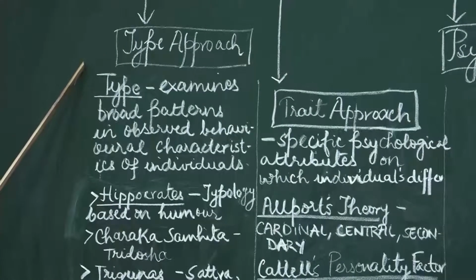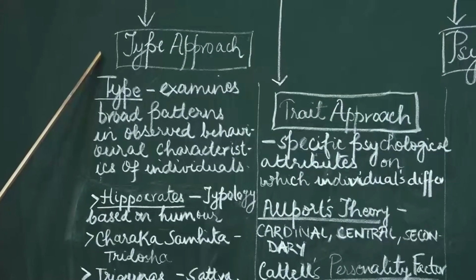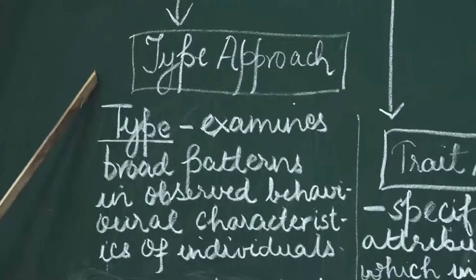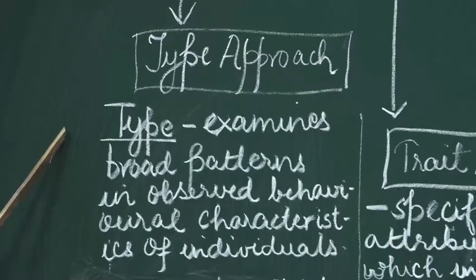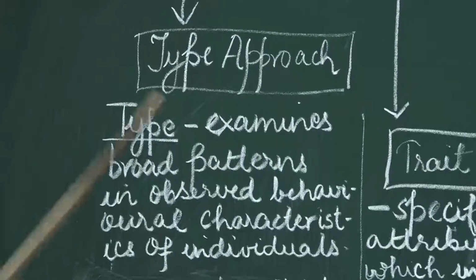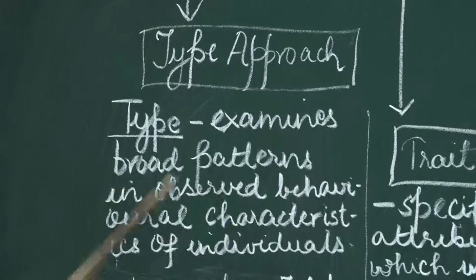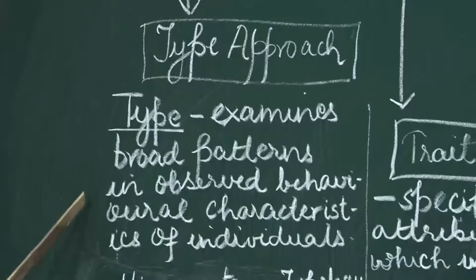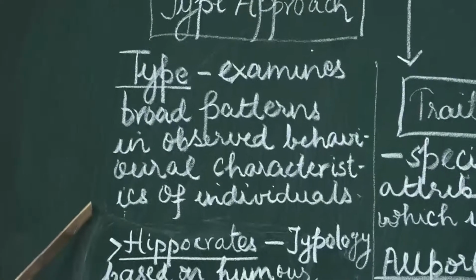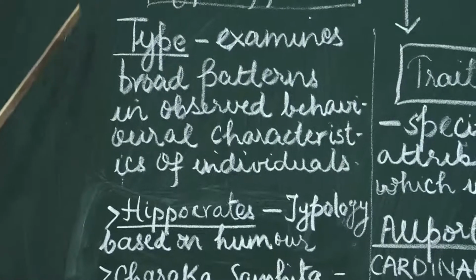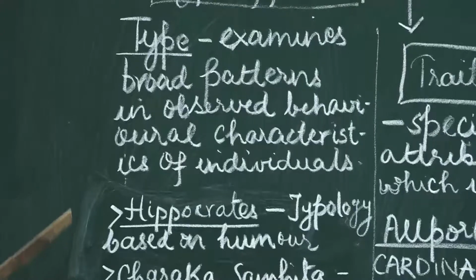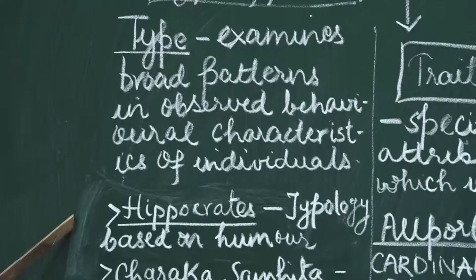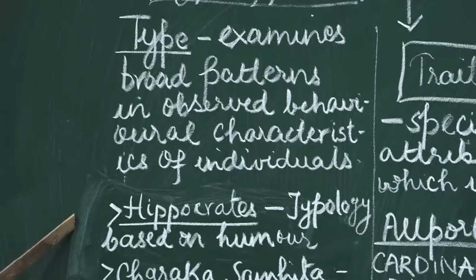The first approach, as you can see here, is the type approach. Let us start with the type approach. What is a type? Type approach means that they are examining the broad patterns in the observed behavioral characteristics of individuals. In order to understand this definition better, let us understand the contributions made by various people to this particular approach.